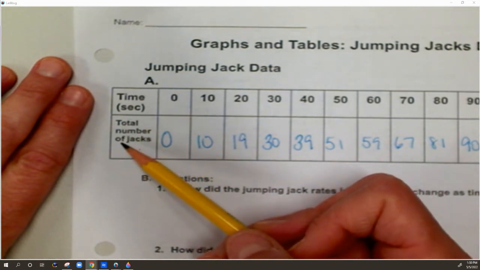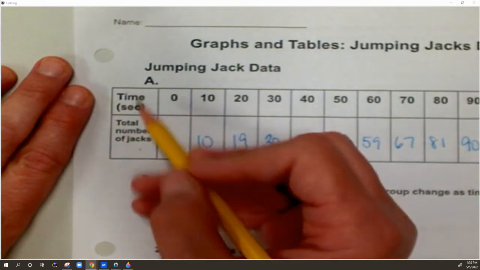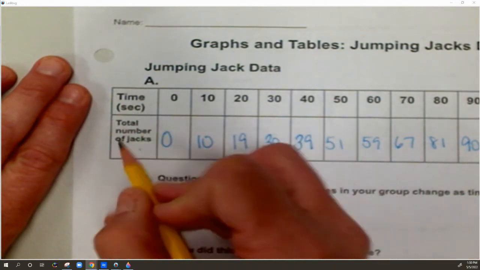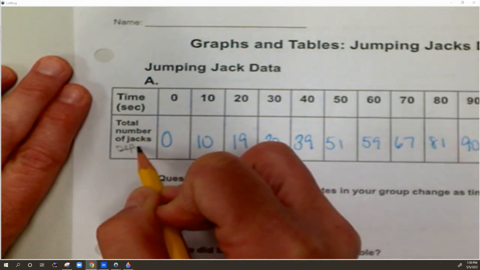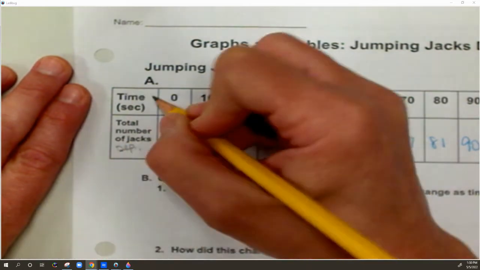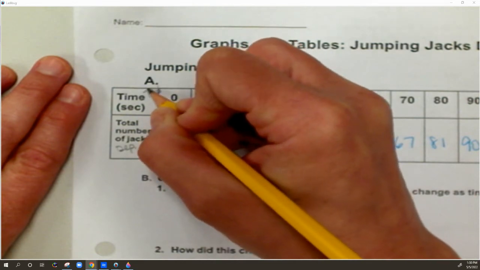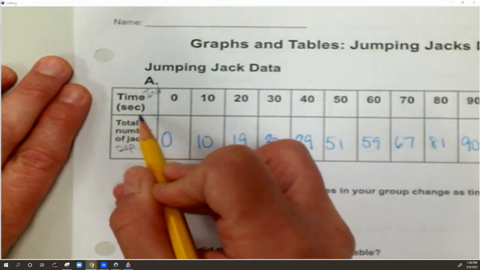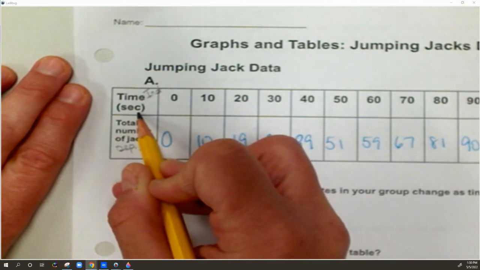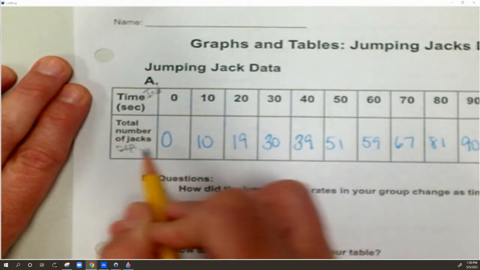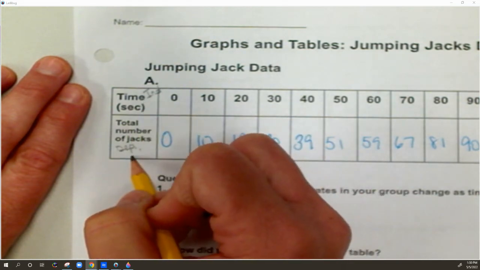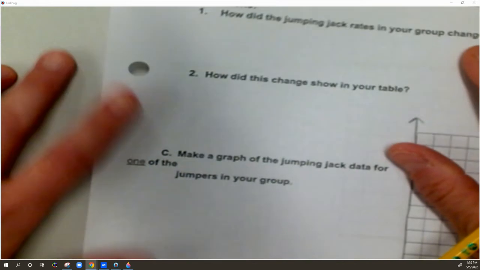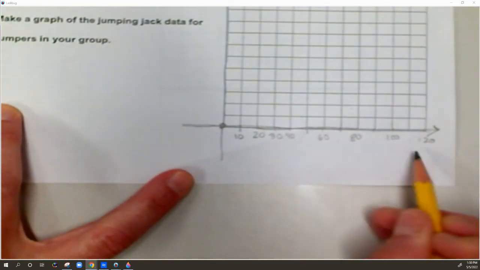So one of these is the independent variable, and one's the dependent. Since the number of jumping jacks depends on how long you're jumping, the number of jumping jacks is the dependent variable, and the time is the independent variable, because the time is in control. The longer they do the jumping jacks, the longer time passes, the more jumping jacks they do. So the time is in control, and the jumping jacks depend on the time. So that means the independent variable always goes on the x-axis.